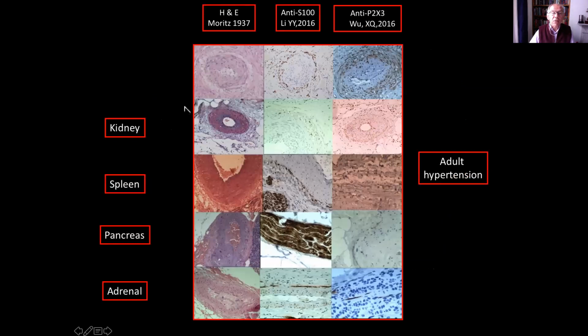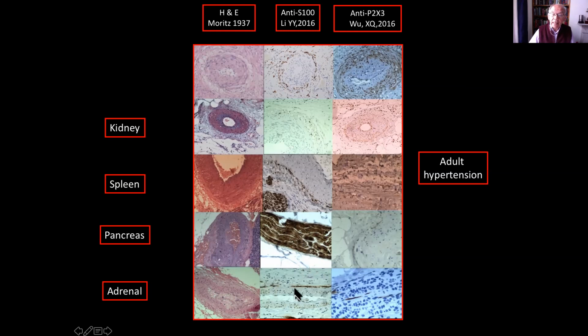If you look around the body, as they did in kidney, spleen, pancreas, and adrenal, this shows the thickening of the arteriolar walls in all these subjects. The second column shows staining for nerves, and that shows all these injured nerves here in brown. And here's loss of nerves in the pancreatic nerve bundle, often described as a cutting artifact, when in fact it's a pathophysiological finding of great significance.